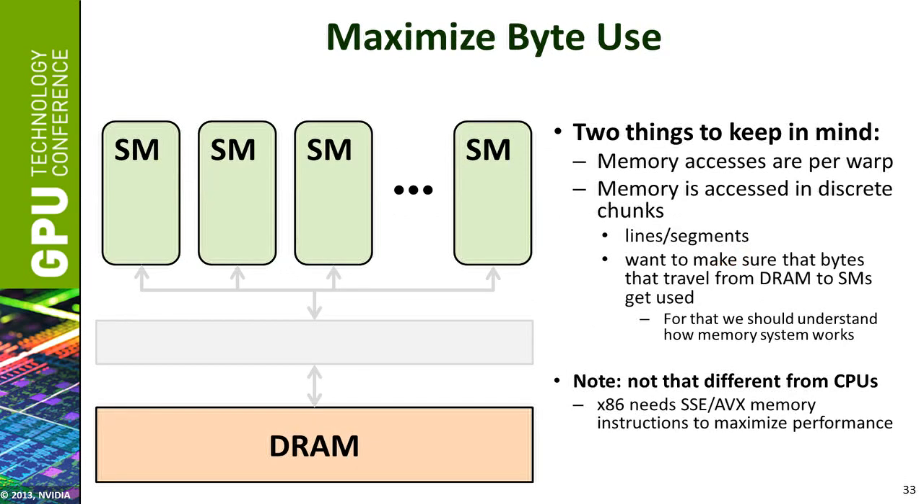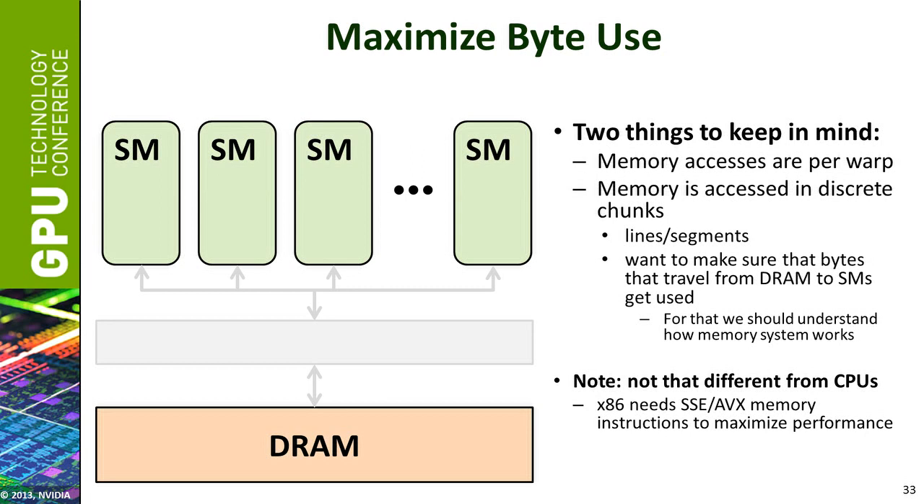If we look at a memory system in general on Kepler, we have some number of SMs that do the actual arithmetic and execution. At the bottom we have DRAM, up to 6 gigabytes today, with 250 gigabytes per second on the highest-end GPUs. Two things to keep in mind when we access DRAM: all the data starts out in DRAM and has to make its way to the SMs in order to be processed.